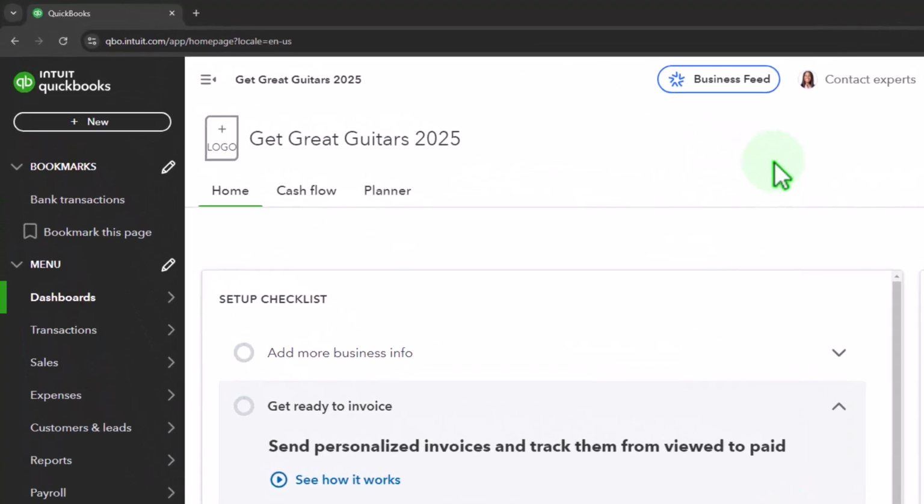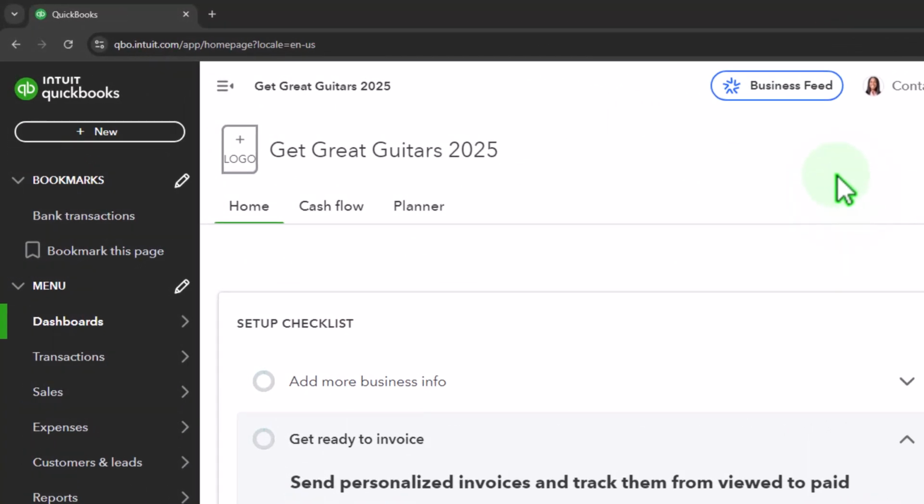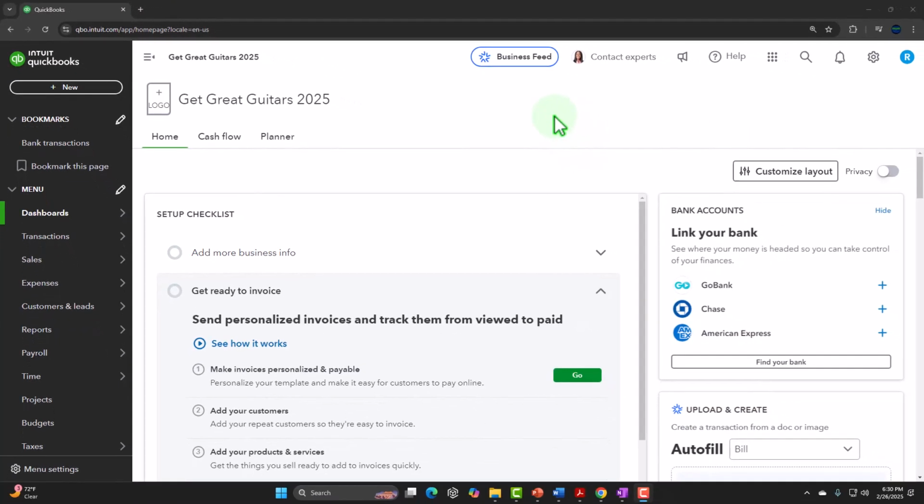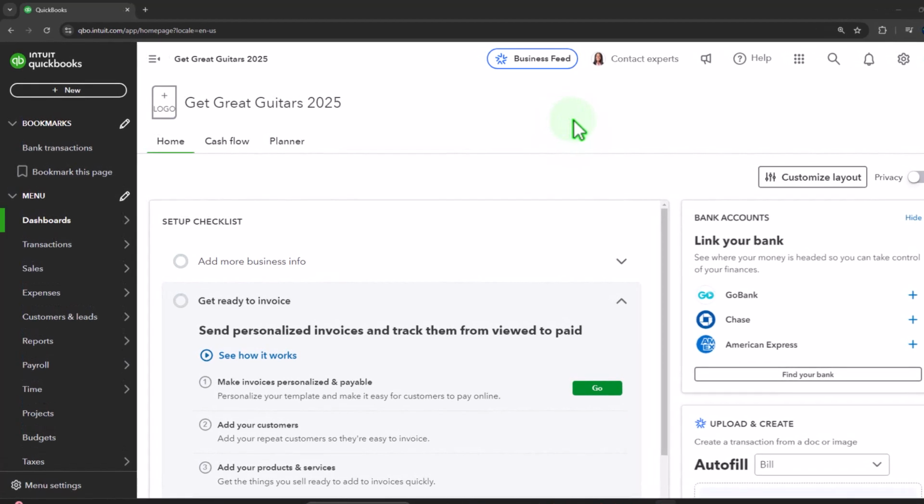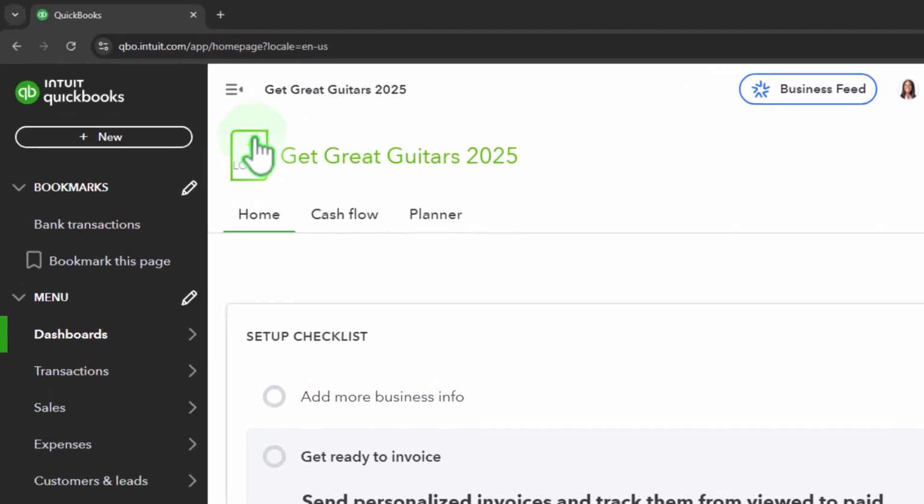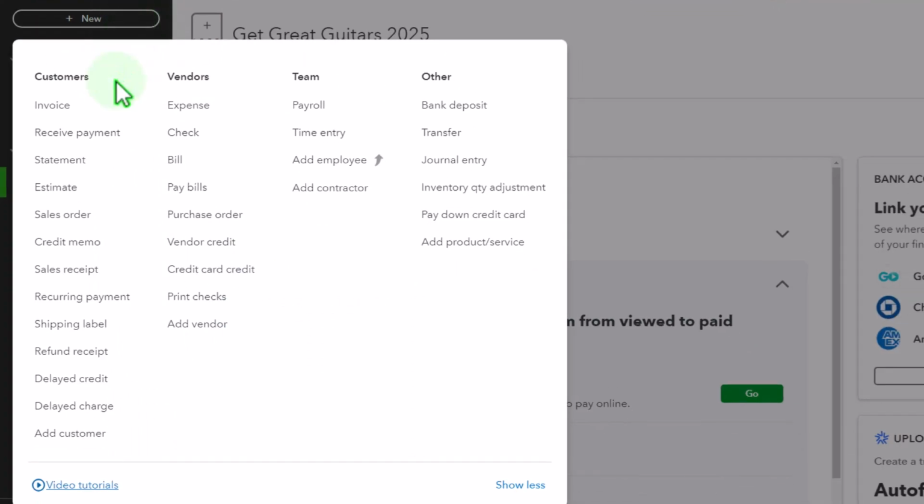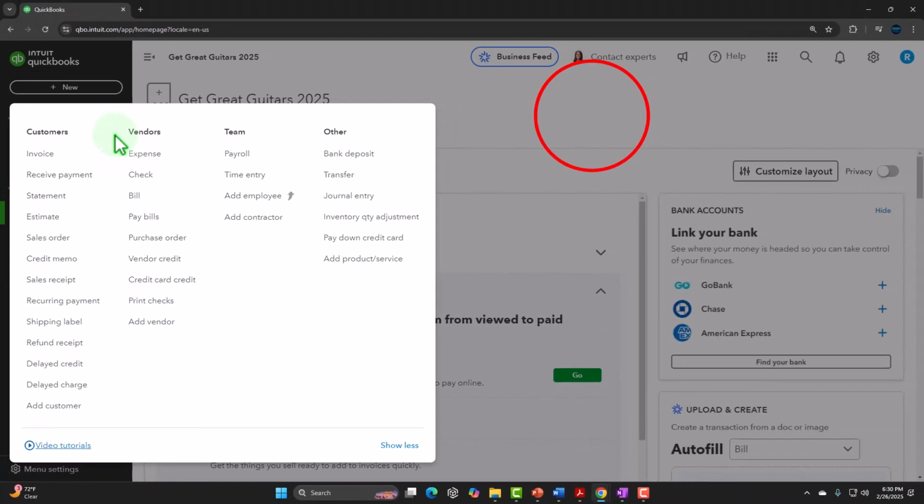Here we are in our QuickBooks Online Get Great Guitars 2025 project file we set up in a prior presentation, continuing to lay down that foundation, the underlying basic infrastructure that we can compare to a city on which we would then build our building blocks here, being the double entry accounting system itself, entering transactions with the help and use of forms located in the plus or new button, broken out by cycle.